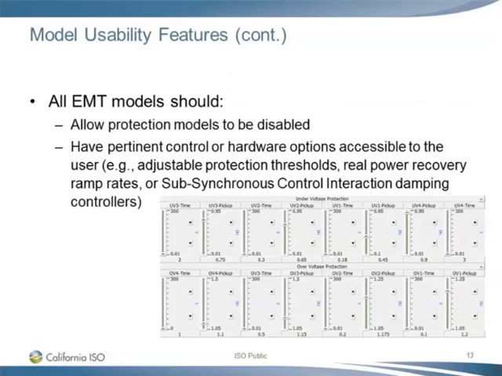Additionally, all EMT models should allow the protection models to be disabled for debugging purposes. They should also have pertinent control and hardware options accessible to the user. These include adjustable protection thresholds, real power recovery ramp rates, or sub-synchronous control interaction damping controllers. The screenshot below shows a PSCAD model with adjustable protection thresholds.